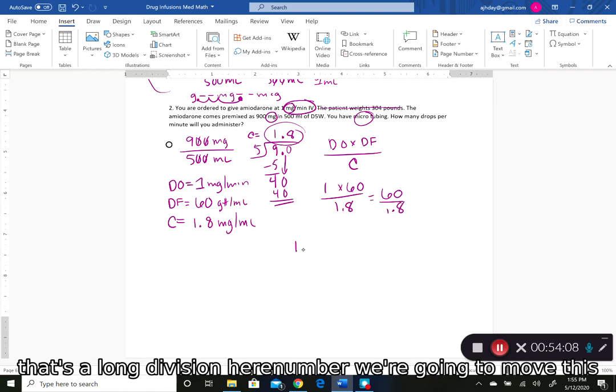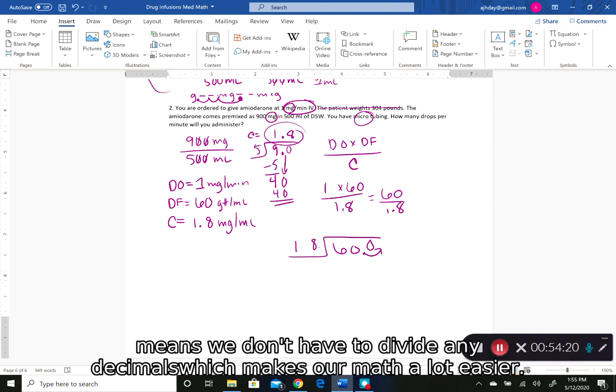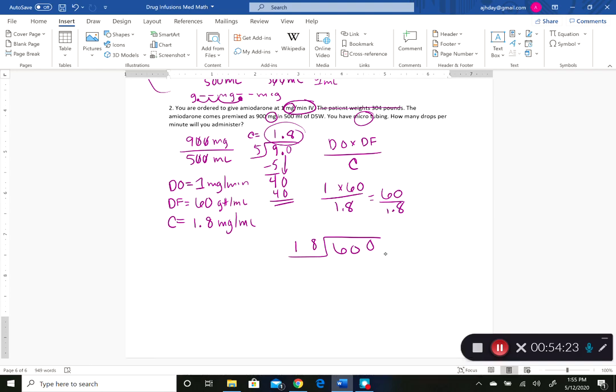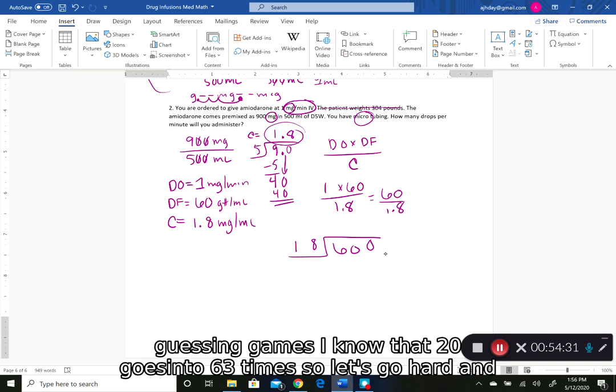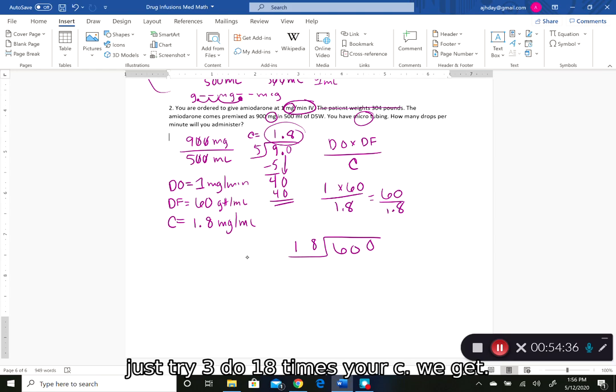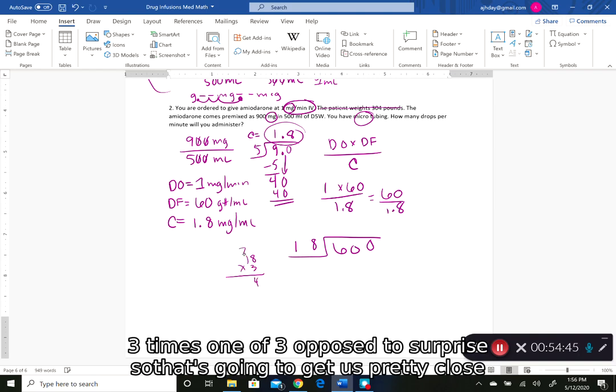So got some long division here. Remember, we're going to move this decimal place over, which means we need to move it over on this side. And that just means we don't have to divide any decimals, which makes our math a lot easier. So 18 goes into 60. So this is where you might have to play some guessing games. I know that 20 goes into 60 3 times, so let's go ahead and just try 3. We do 18 times 3 over here, see what we get. 8 times 3 is 24. 3 times 1 is 3, plus 2 is 5. So that's going to get us pretty close.